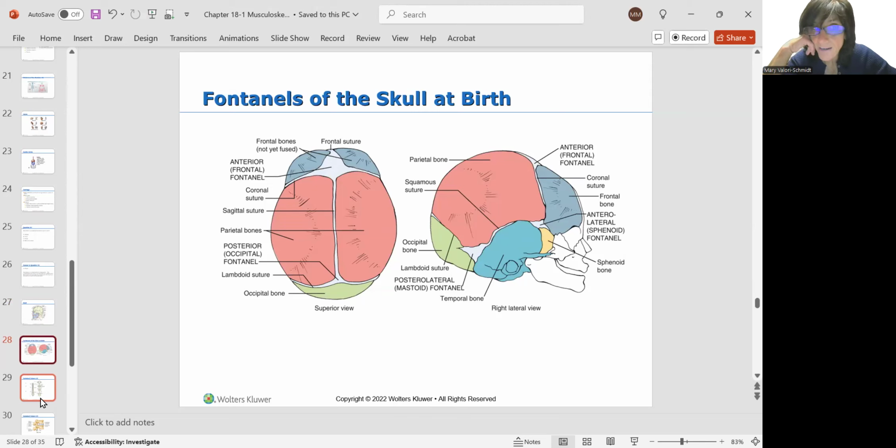You have an anterior fontanelle and a posterior fontanelle, and then some gaps in between that you can see. Anterior lateral sphenoid fontanelle and the posterior occipital fontanelle. And all those bones will fuse together over time. The anterior one takes about 3 to 6 months. The posterior one fuses up pretty quickly, 1 to 2 months.